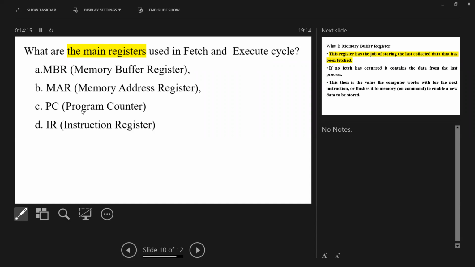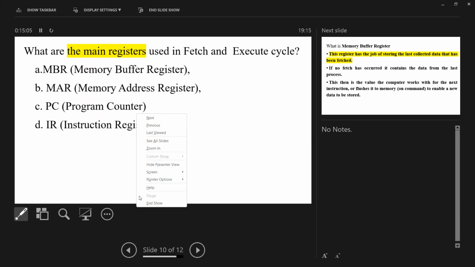So there are many registers used in the fetch and execution, but apart from that, the main registers we can consider are the memory buffer register, which is used to buffer the data. That means when temporary data is stored there, the memory address register identifies the location where it's saved. Then the program counter is used to increment the data, to keep the count there. Then the instruction register also carries the instruction. So these four are the main registers, and there is another one, the accumulator, also.